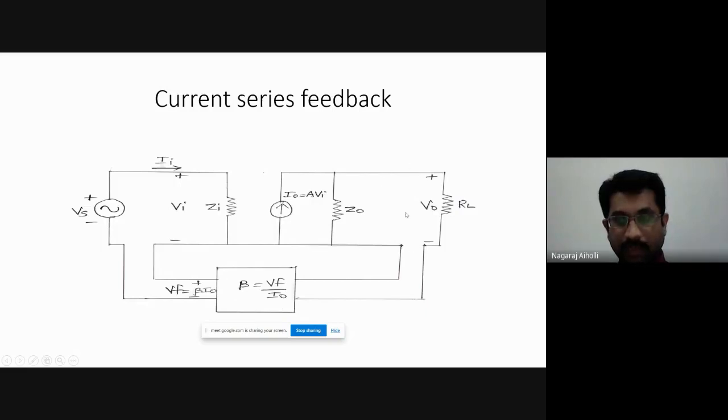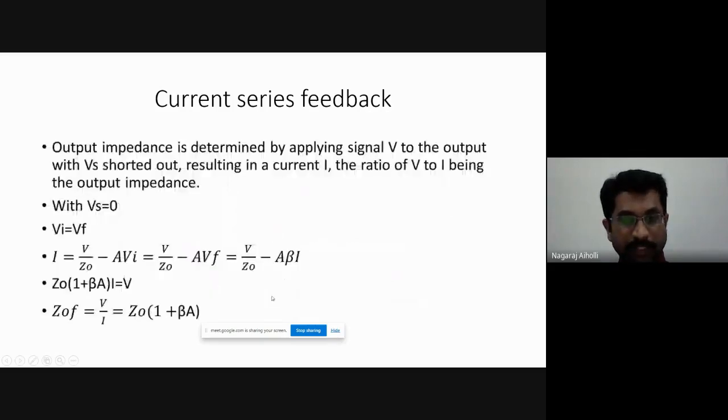If you are taking the output current as I instead of I naught, then Vf will be equal to beta into I. Substitute that, Vf is beta into I. Then what we get here, I is equal to V by Z naught minus A beta I. Take this minus A beta I to the LHS, it will become plus A beta I. That is I plus A beta I, that is equal to V by Z naught.